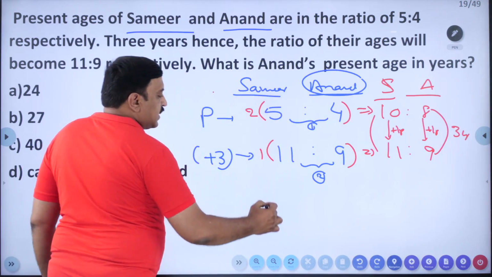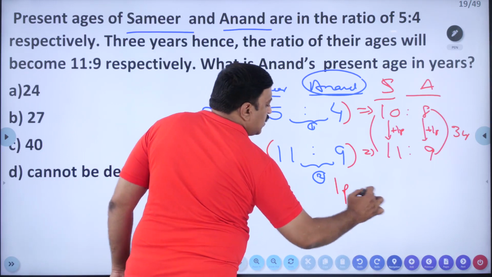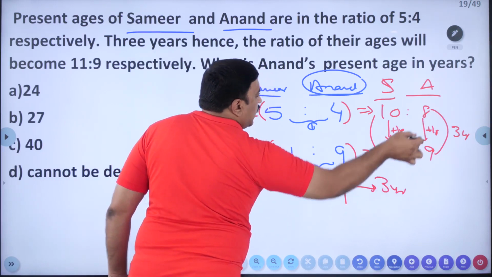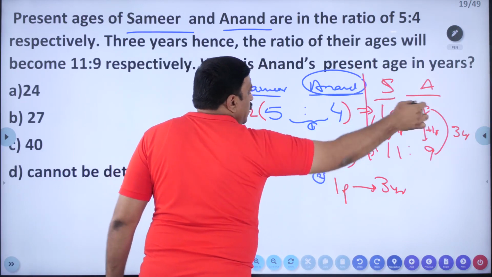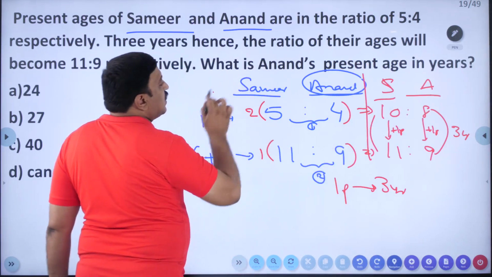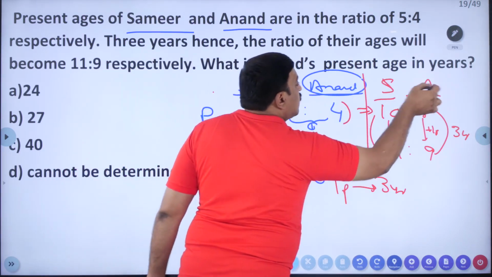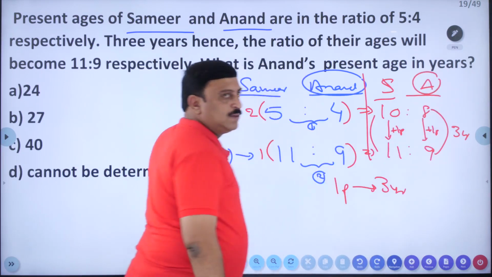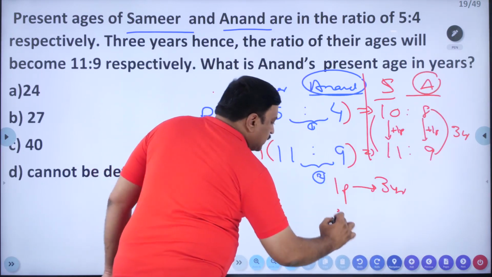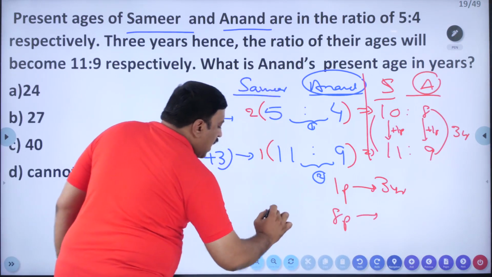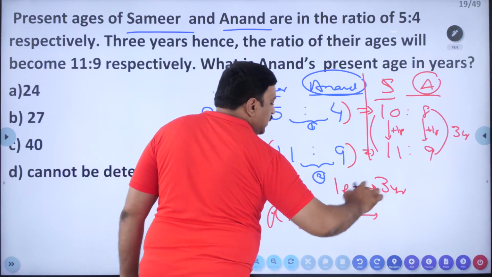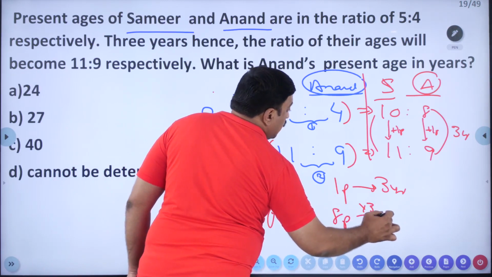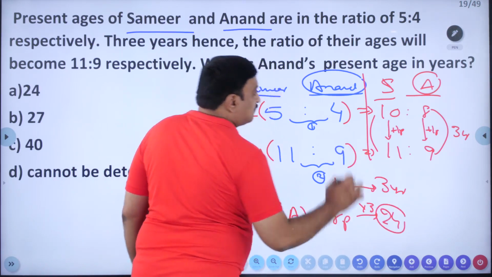Now take the logic: since 1 part is equivalent to 3 years, what do we need? Your ratio is not this one, that one. So observe, what we need is the present age of Anand. The present age of Anand is this one, 8 parts. So 8 parts is how much? Present Anand is 8 parts, 8 into 3, that is 24 years.